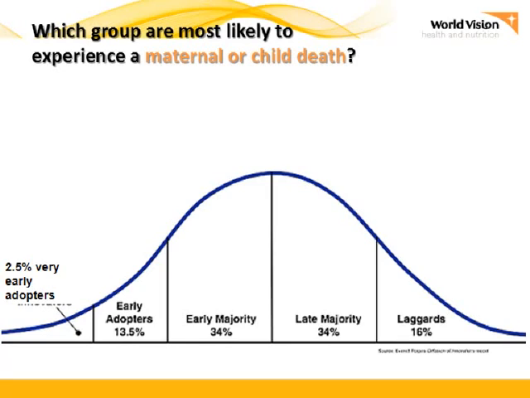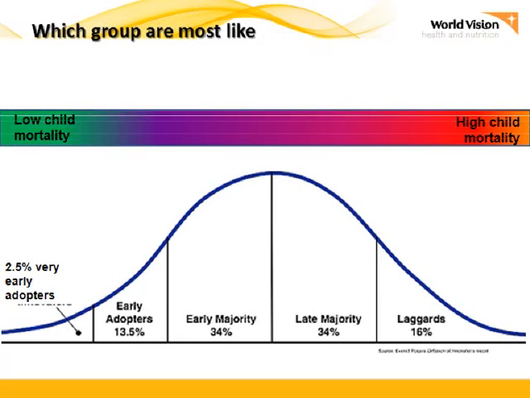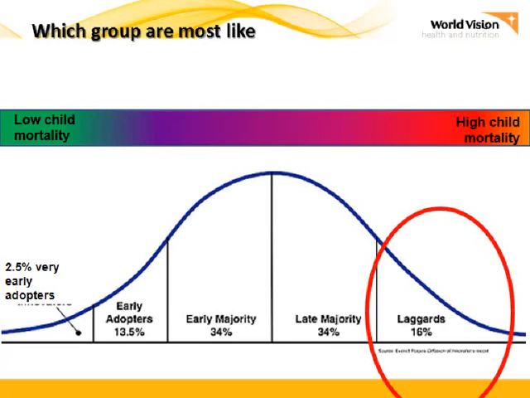Those people who hear the message once and adopt it quickly are the very early adopters, and on the other side, the late majority and laggards are the people who adopt health behaviours much, much later. So in terms of child mortality, early adopters of positive health practices are much less likely to experience a child death, whereas the laggards are the people with the highest rates of child mortality. So again, we want to be focusing our attention on people who don't adopt health behaviours quickly.